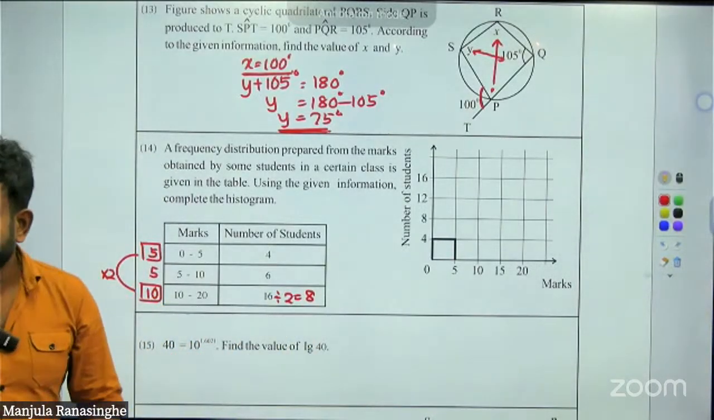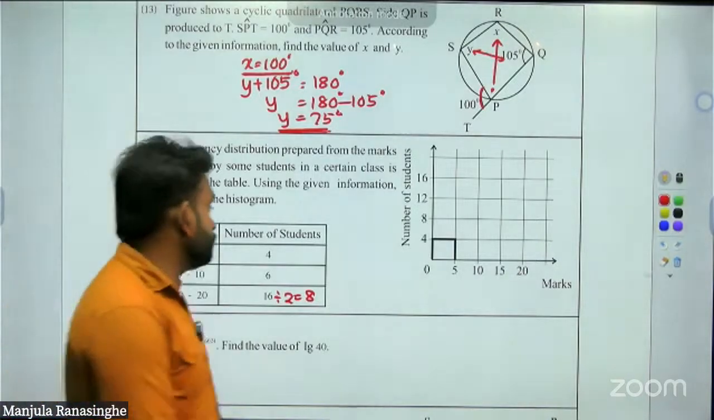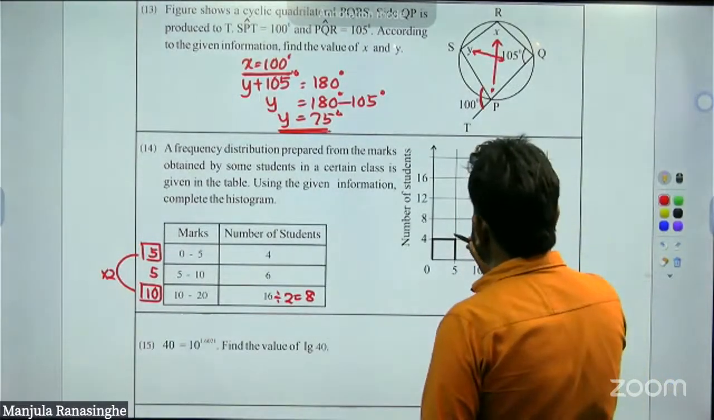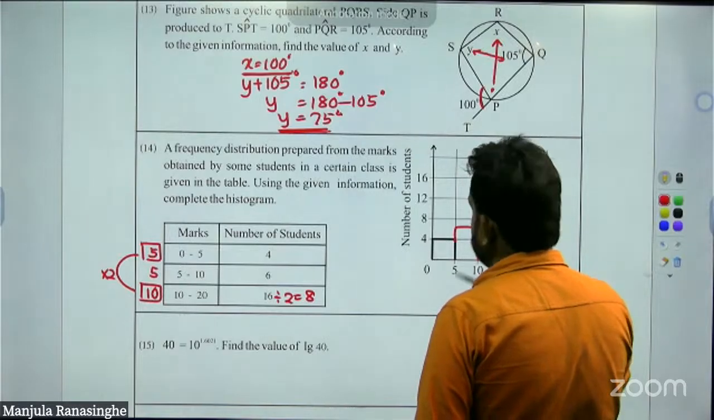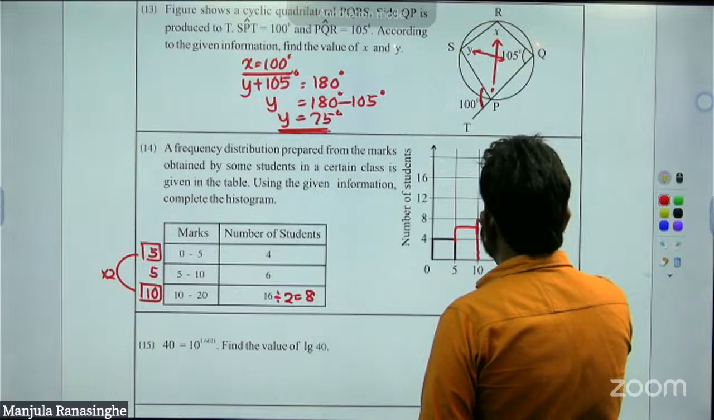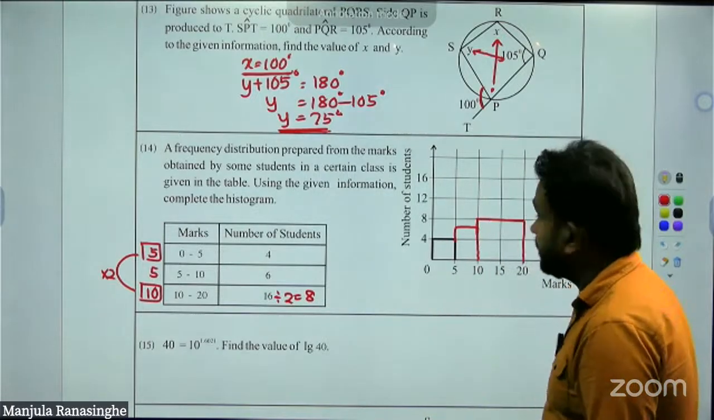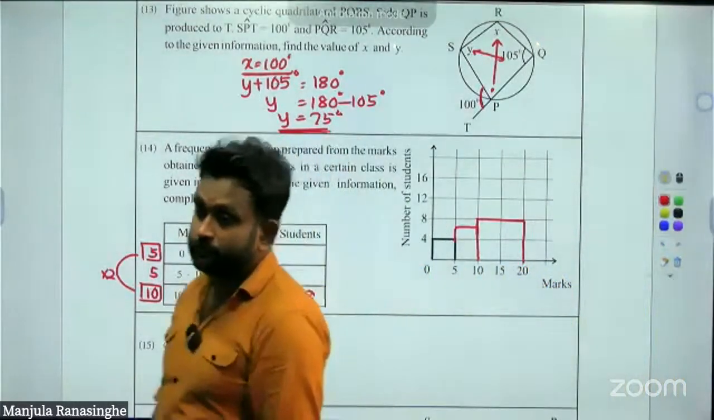In the exam, they will give the question in that manner mostly. Now you check 5 to 10, 6 height. Then you write 5 to 10, 6 height. How? Here 6 is in between that. Okay, then 10 to 20, 8 height. So you need to take 8 height only. If you take 16, that is wrong. So this is the complete histogram.